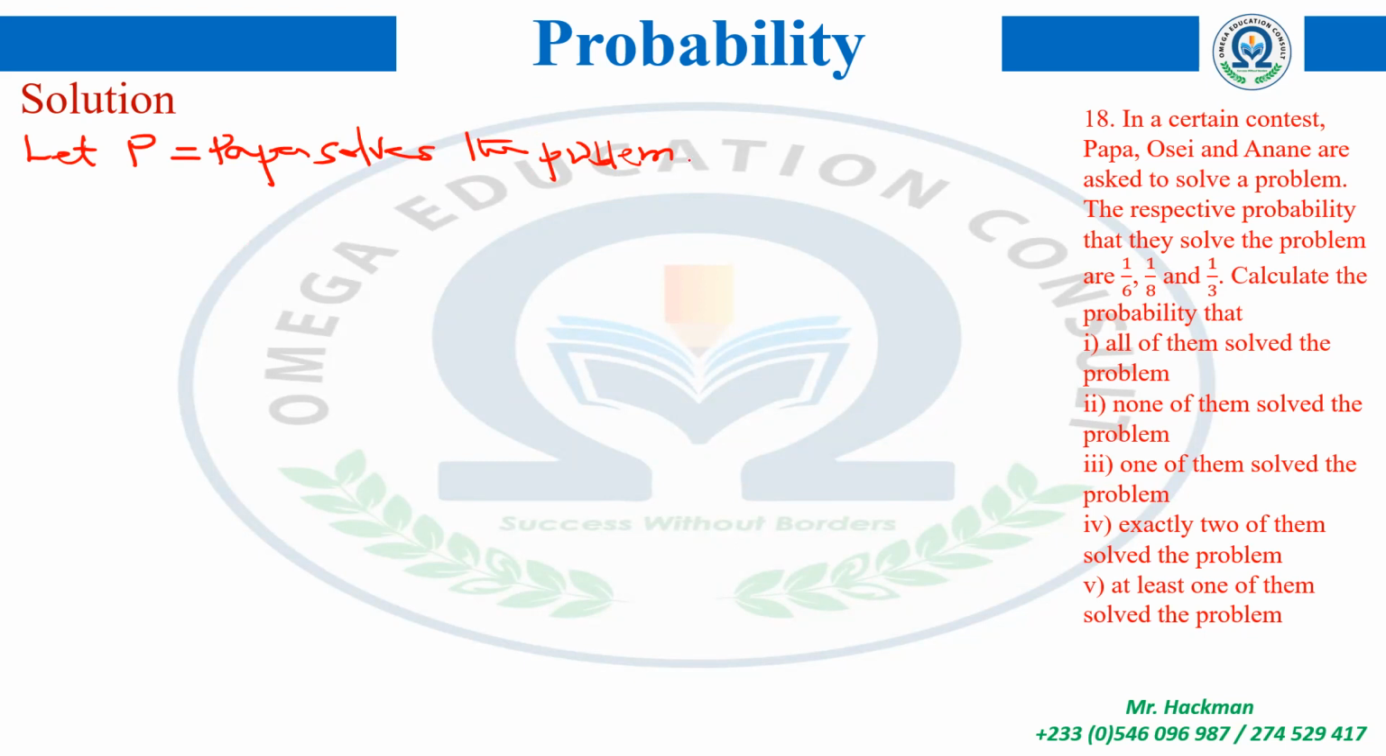Then you go to the second one. Ordinarily, we could have used O to represent Osei. However, in maths, and I think I've said this before, anytime you are getting a representation, avoid using O because you can confuse it with 0. You must always avoid it if possible, and here it is possible. So I will use S, the next letter, to represent the event that Osei solves the problem.